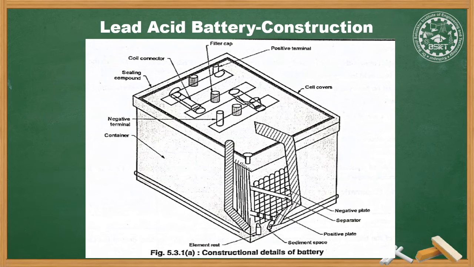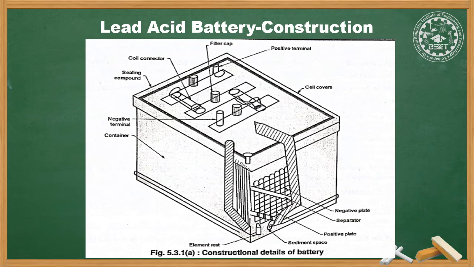Third is the separator. Separators are placed between the negative plate and the positive plate. This prevents the positive and negative plates from direct contact with each other, which would result in an internal short circuit. Fourth is the cell cover. The cell is sealed by a cover of hard rubber through which the positive and negative terminals project. Adjacent negative and positive terminals are connected by a cell connector strap.